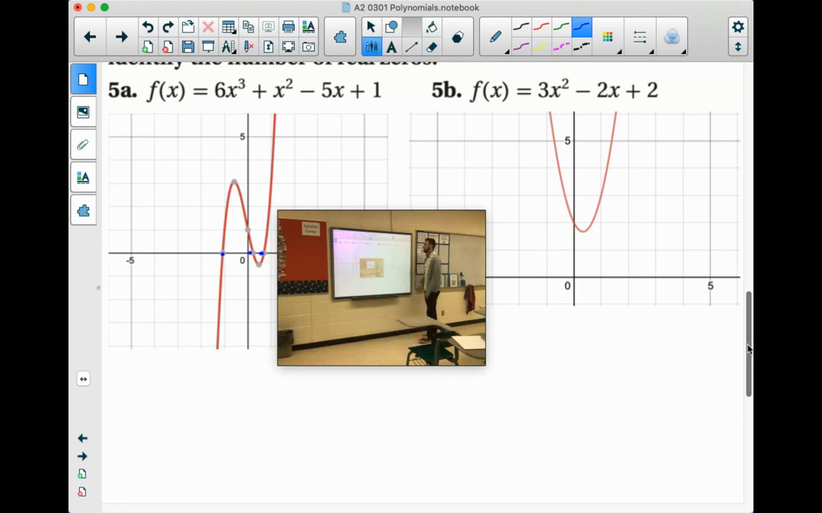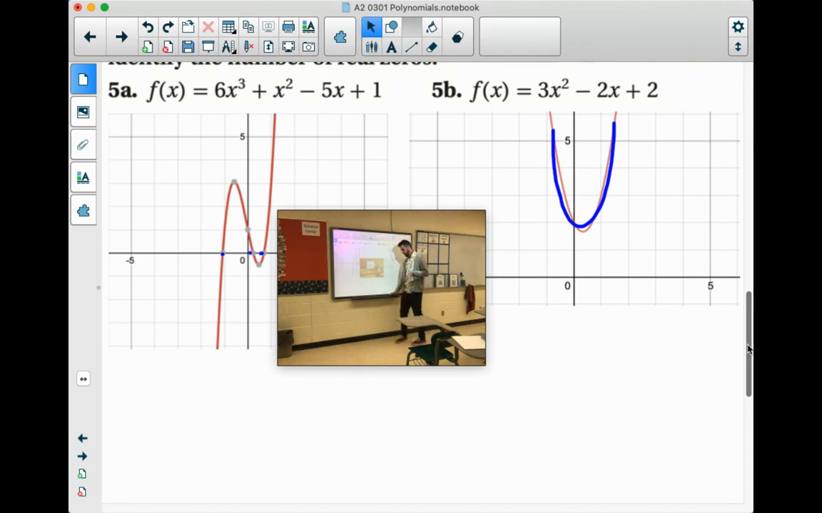Okay. And then on B, 3x squared minus 2x plus 2, that's a quadratic graph. We already know the behavior of quadratic graphs. So we would say it decreases and then increases, and it has no zeros there because it never crosses the x-axis. So we would say there are no real solutions if we were graphing that, right? Or we have 2 imaginary solutions, right, using the complex number system.